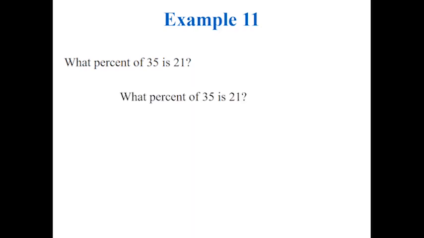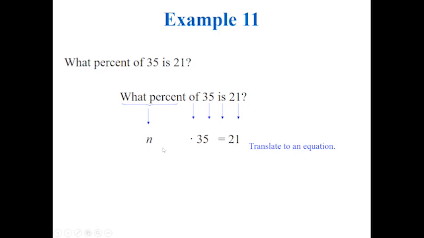Step 1, take what we have, translate it. What percent is n? Of is multiply. 35 stays 35, is becomes equals. 21 stays 21. We have n times 35 equals 21.